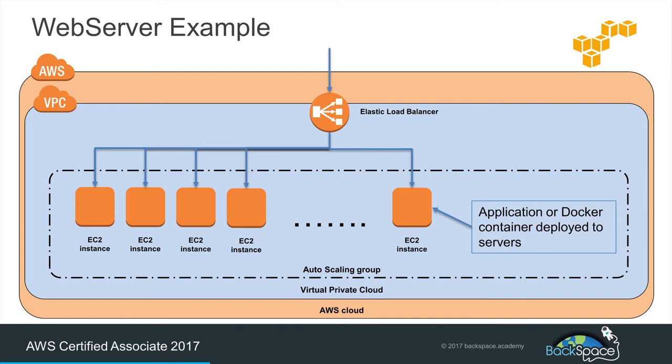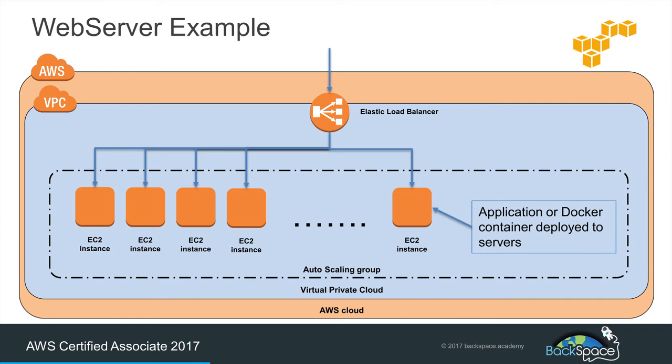So let's have a look at how a web server application could be set up using some of these compute building blocks. As we can see there, we've got our AWS cloud, and within that AWS cloud we can create a VPC, or virtual private cloud. And that VPC is our own personal and private space within the AWS cloud. And no one can have access to our VPC unless we grant them permissions to do so.